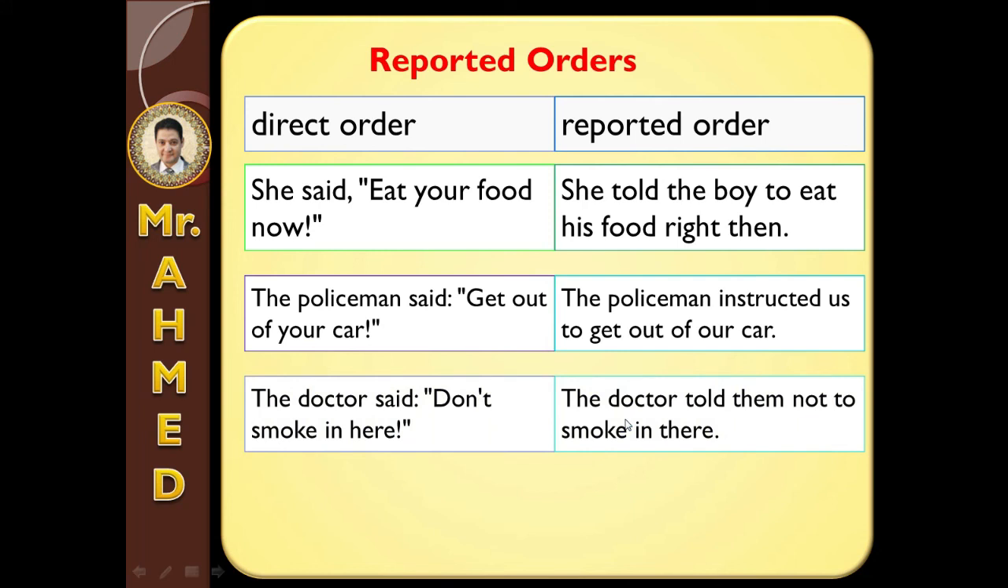The doctor said, "Don't smoke in here." This is a negative order. The doctor told me not to smoke in there. So with the affirmative order we add to, but with the negative order we use not to. And we change here into there.